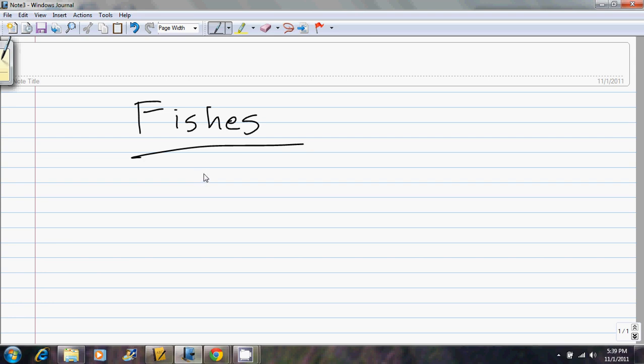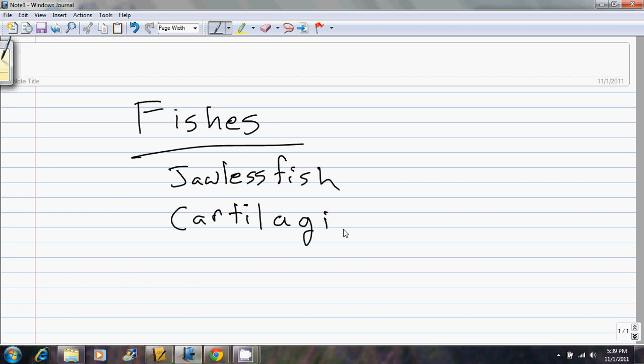Now, the three major groups, the three major subgroups we're going to be introduced to, is the jawless fish. Also, we're going to be introduced to the cartilaginous fish. I hate that one. I have such a hard time pronouncing it. It's like a tongue twister. That's a nice long name. And the last one is going to be the bony fish.